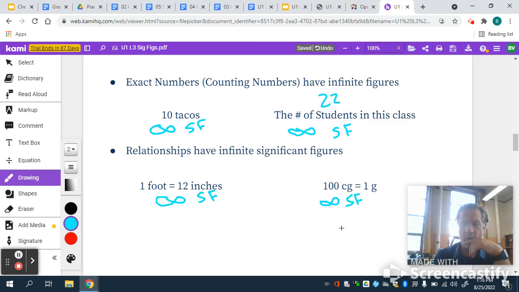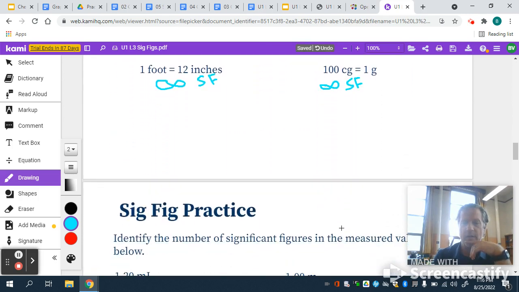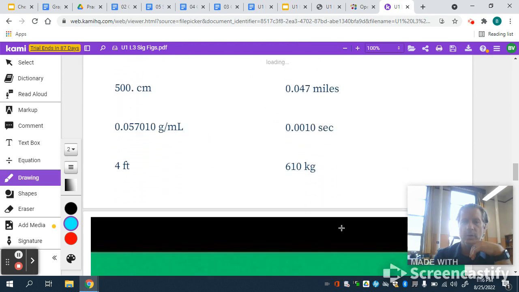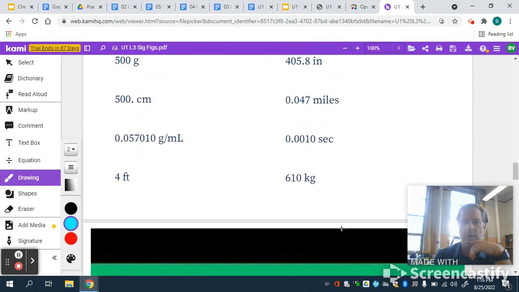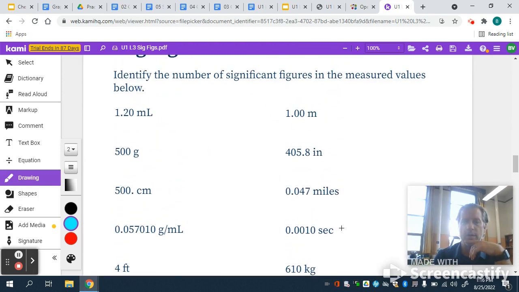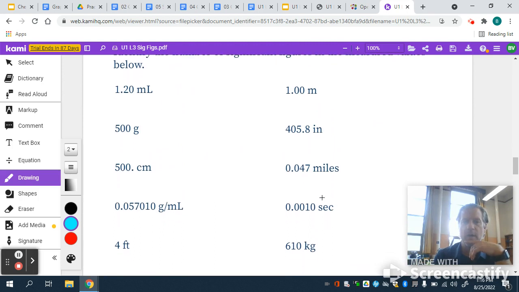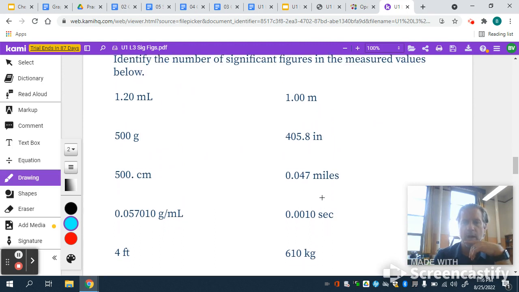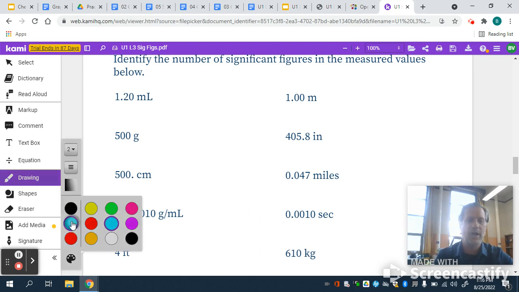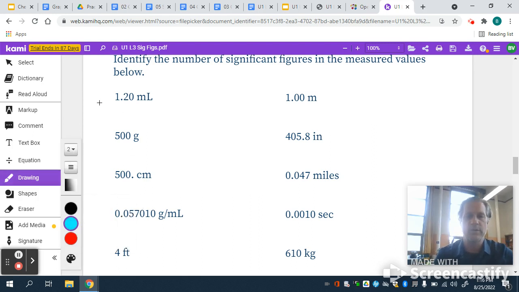So now we're going to take a look at a little bit of practice. As you are following along, what I would really like you to do is take a few moments and pause the video and try to identify the number of sig figs. And just as a sample example practice problem here, I'm going to go ahead and do the first one, and then give you some time.